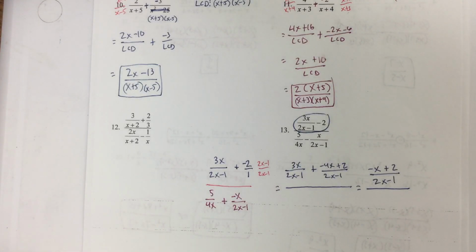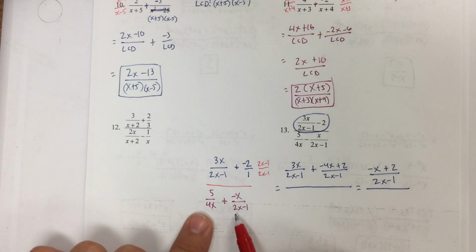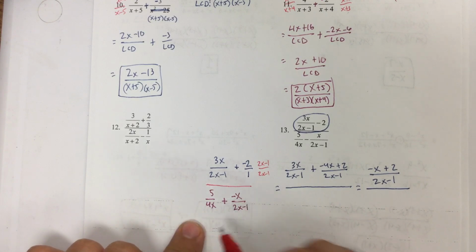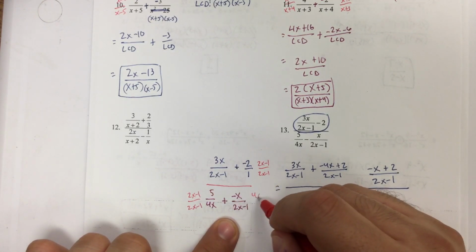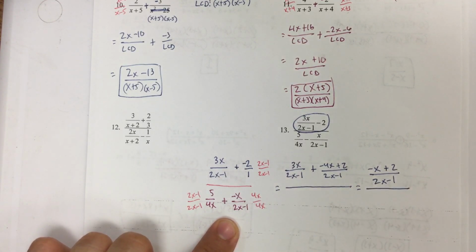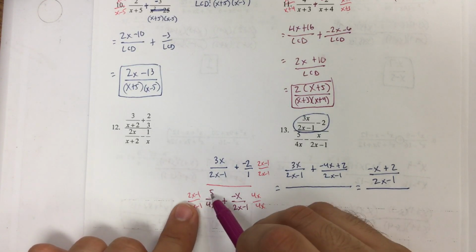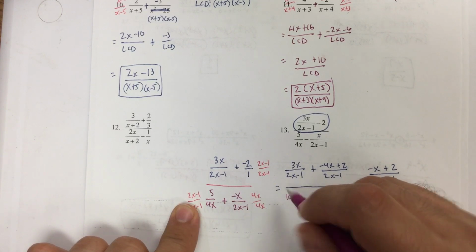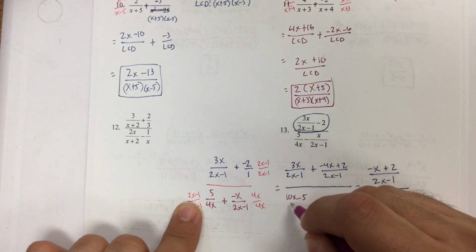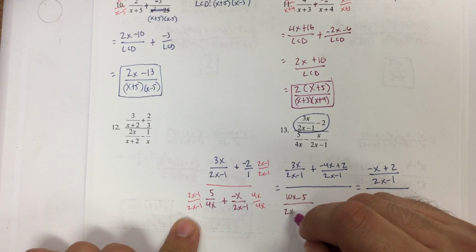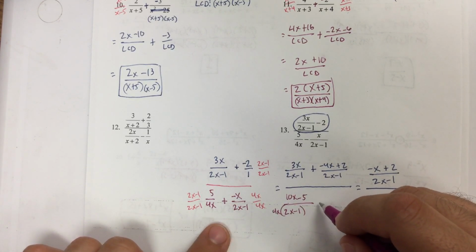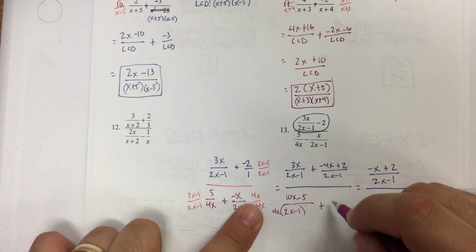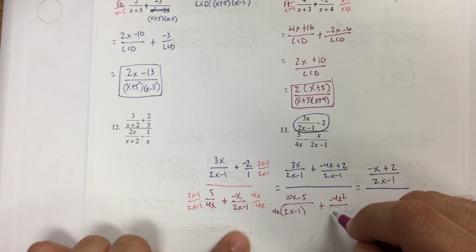Now in the denominator, we're going to simplify this. So here I see they have nothing in common. So the LCD is 4x and 2x minus 1. So this one needs a 2x minus 1 in the numerator and denominator. And this one needs a 4x. Okay, so from here, distribute. 5 times 2x is 10x. 5 times negative 1 is negative 5 over the LCD. Plus negative x times 4x is negative 4x squared over the LCD.